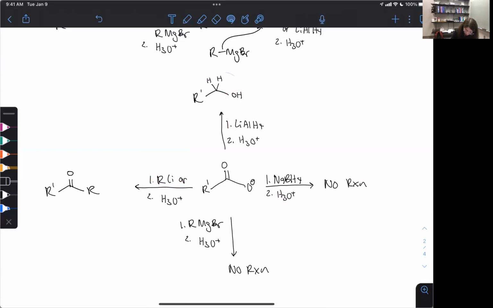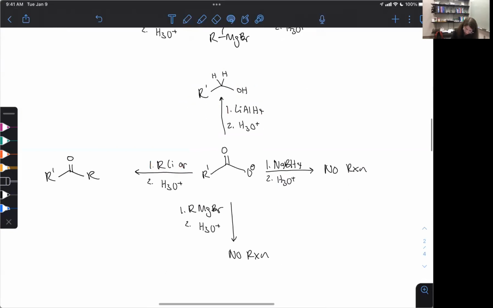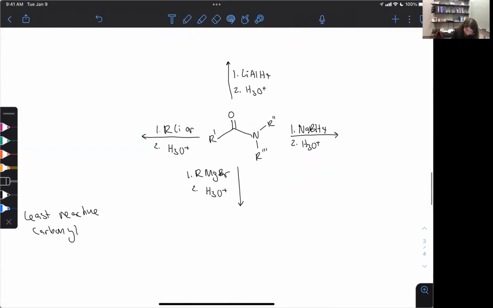All right. And we're on to our final one. So the amide is the least reactive of them all. So there's going to be no reaction for a lot of these things. So there's no reaction here.